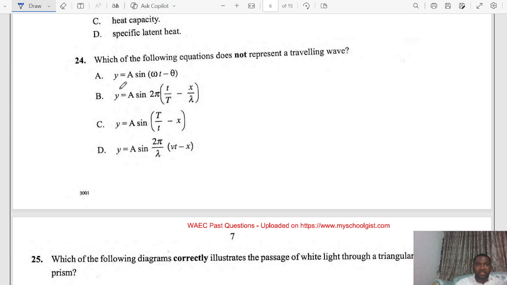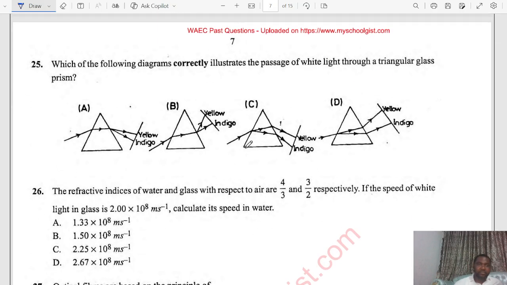Okay, the next one says, which of the following equations does not represent a traveling wave? Okay, this one does represent. This represents. There is nothing like this. This one here represents very well. These are 3 different ways we can write the equation of a traveling wave. So C is out of the question entirely. There is nothing like that.